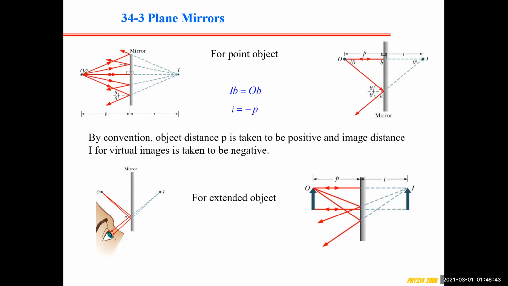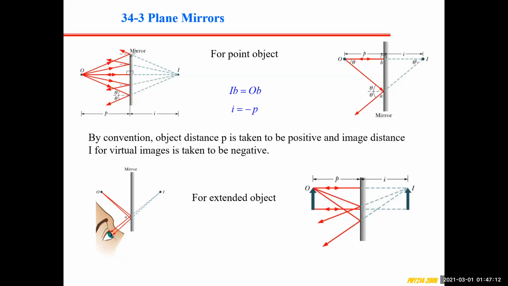So the O here indicates the object, and the P here indicates the object distance. You can see that because when you have the object, basically it is a light source. So you have the light coming out of this object and striking the surface. And because this is a light ray, it has to follow the law of reflection, so it's going to reflect off the surface.